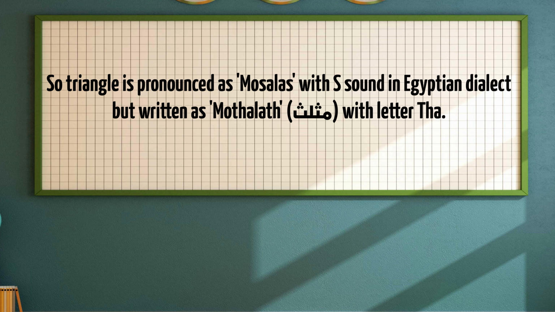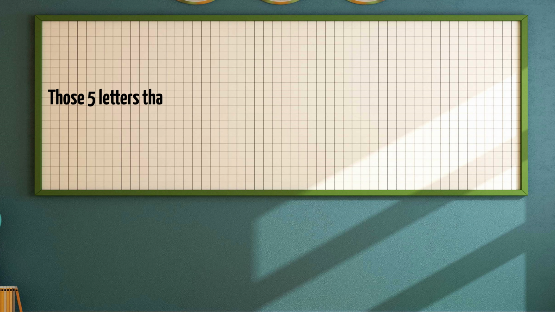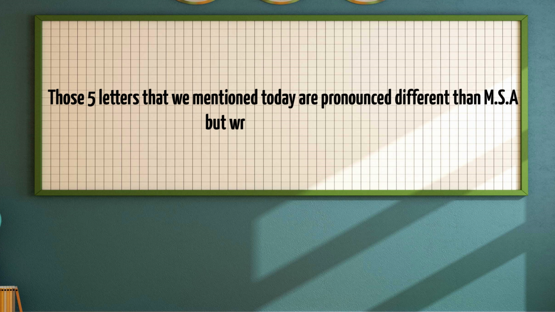So in short, they are both written in the same way with the thick letter, but are pronounced different as we showed before. So the bottom line here, or briefly, those 5 letters that we mentioned today are pronounced different than Modern Standard Arabic, but are written the same as Modern Standard Arabic.